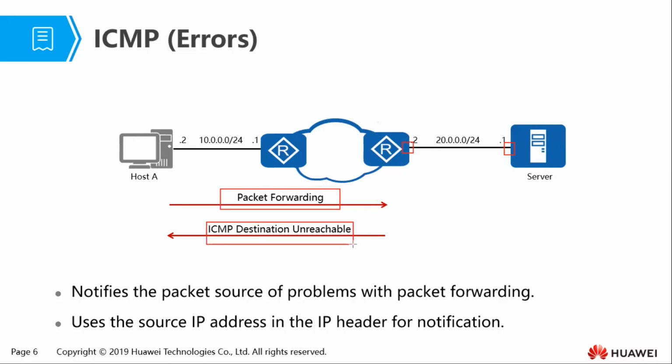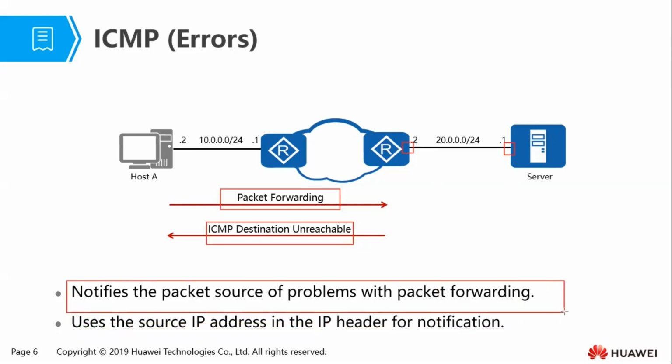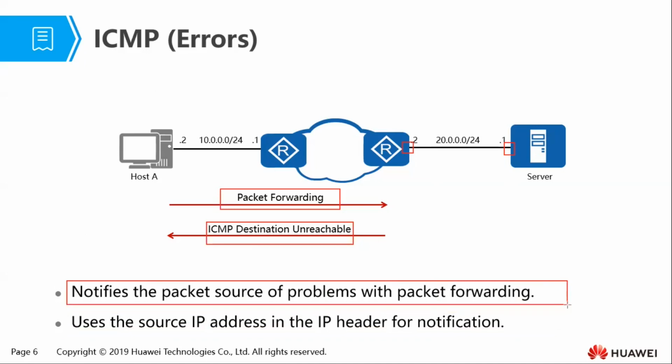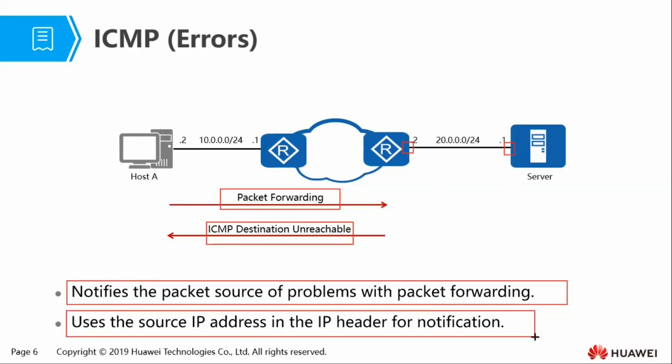What Chris was asking about, for example, destination unreachable. So meaning we've been unable to reach this particular destination IP address. ICMP error messages are simply used to notify the packet source of problems with packet forwarding. Several problems can occur, as we are going to see in a short while. The gateway uses the source IP address in the IP header for notification. So before discarding that packet, it's going to read the source address.